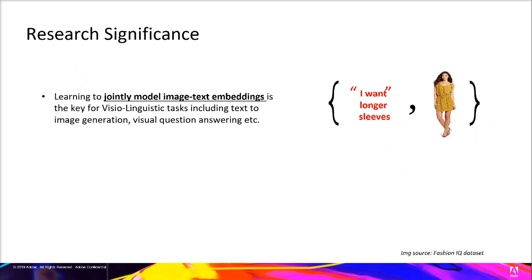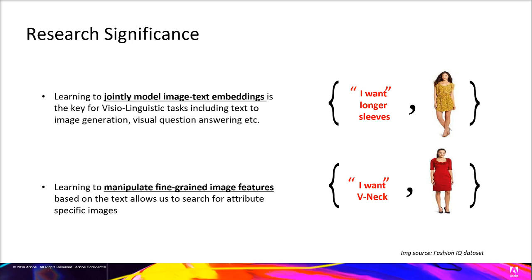Now the research significance of this task is, the first important challenge is to jointly model image text embeddings, which is key for any visual linguistic task. For example, we need to model longer sleeves and learn embeddings corresponding to the visual cues.